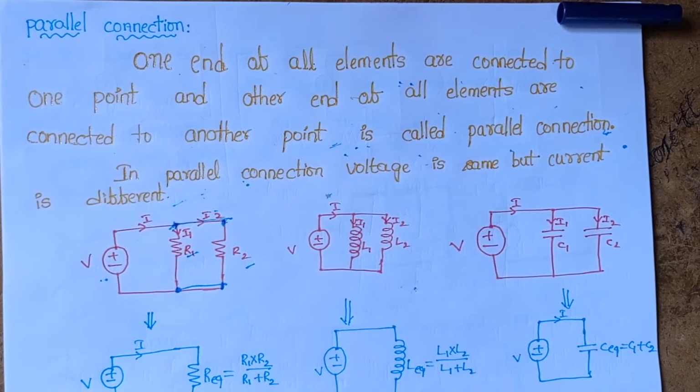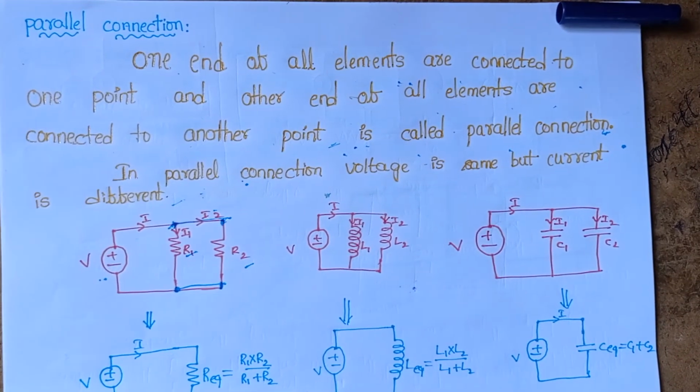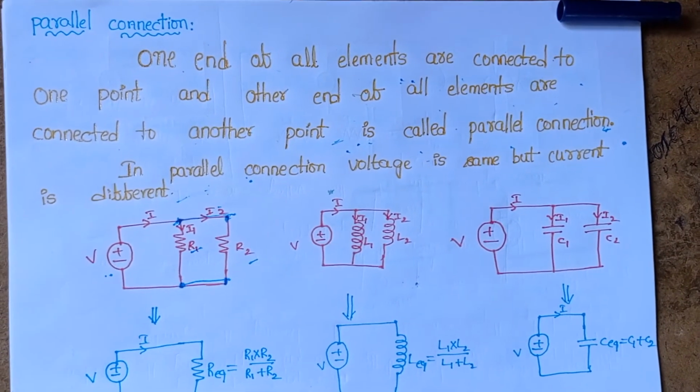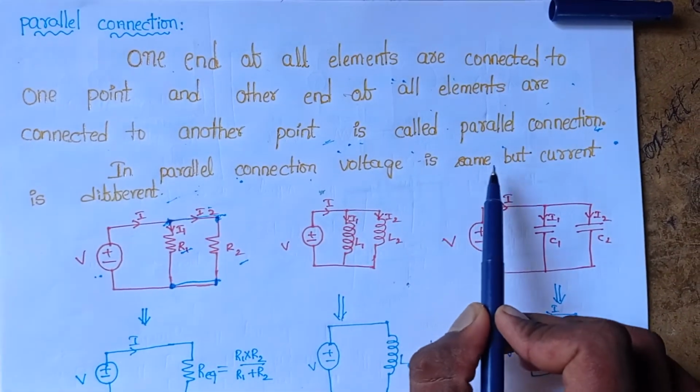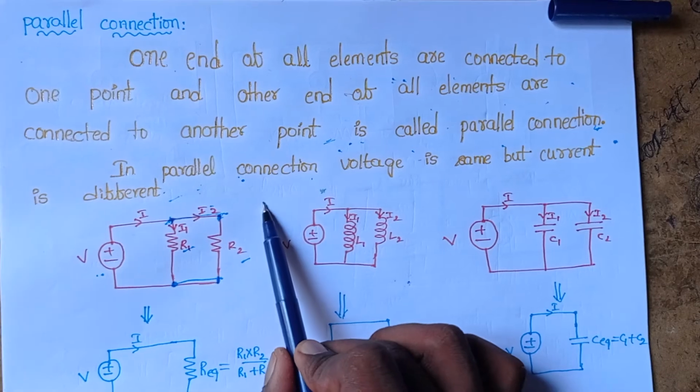In parallel connection, voltage is the same but current is different. It's shown here.